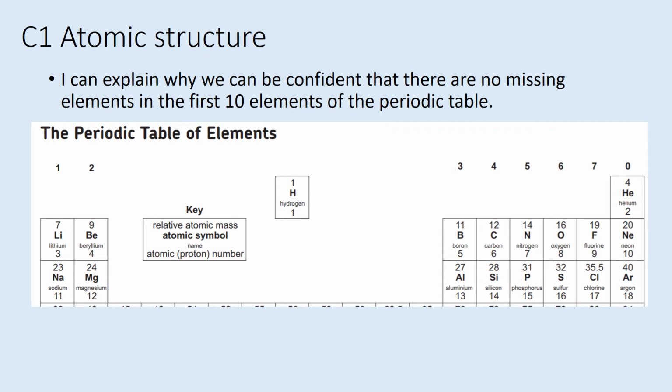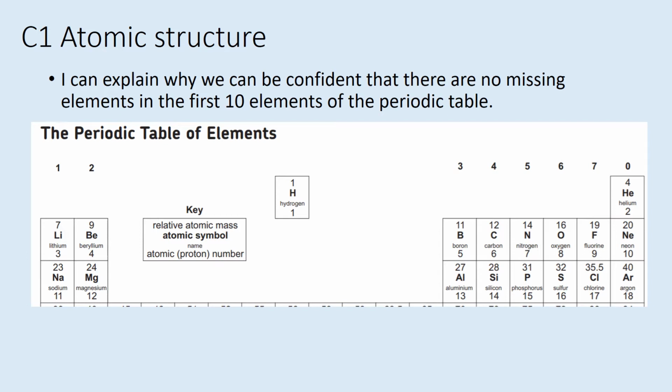In this PowerPoint, we're going to have a look at some of the more tricky concepts that crop up in the C1 unit. First thing that came up was this statement. It says, I can explain why we can be confident there are no missing elements in the first 10 elements of the periodic table. Right, so inherently this is not too tricky.